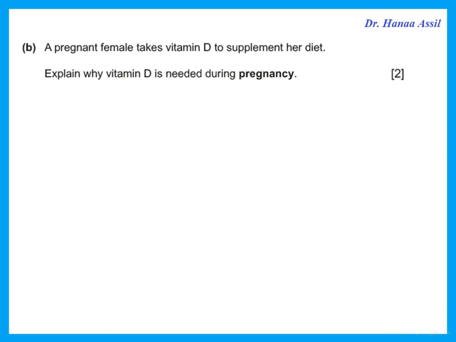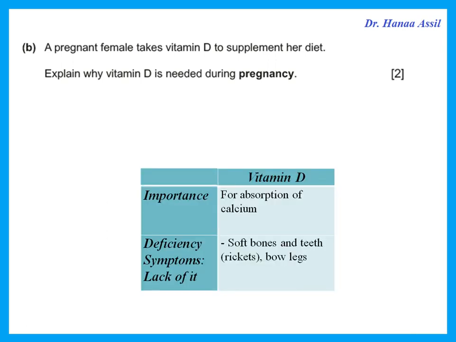A pregnant female takes vitamin D to supplement her diet. Explain why vitamin D is needed during pregnancy. So we need to talk about the fact that she's pregnant. So in general, why do we need vitamin D? We need it for absorption of calcium. So if we do not take vitamin D, then we have soft bones and teeth and bow legs. These are the deficiency symptoms.